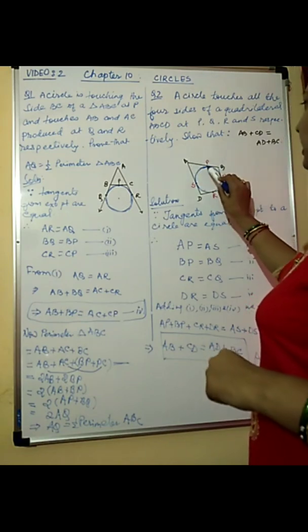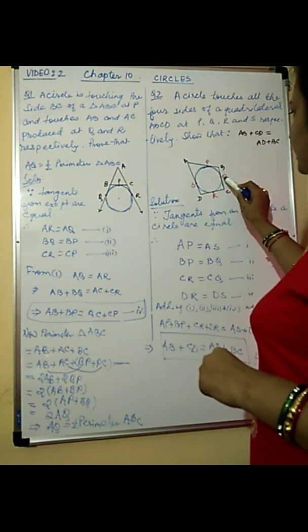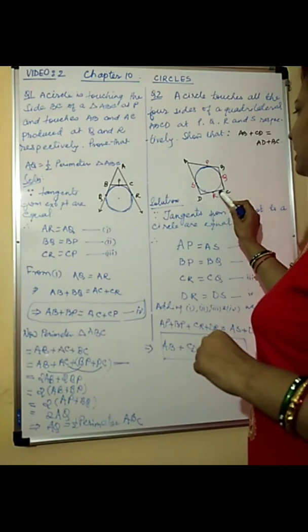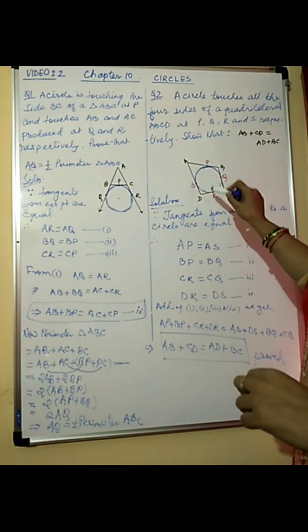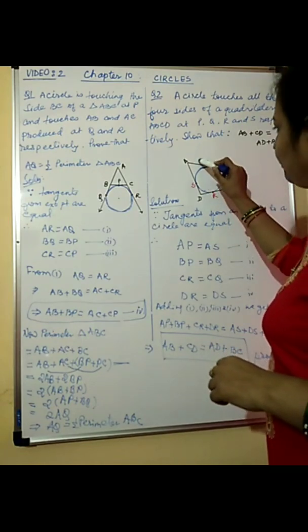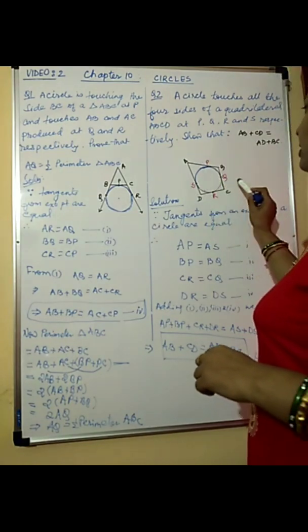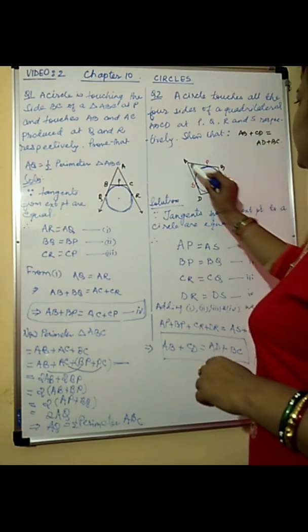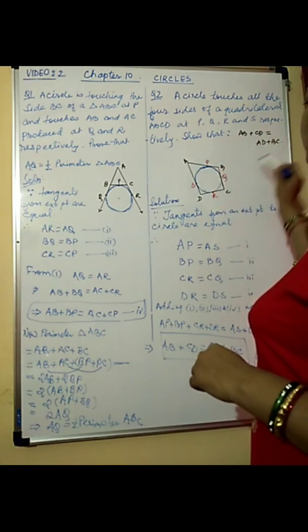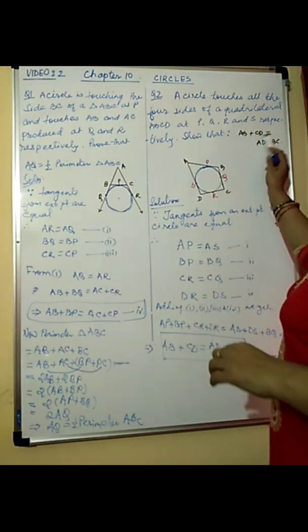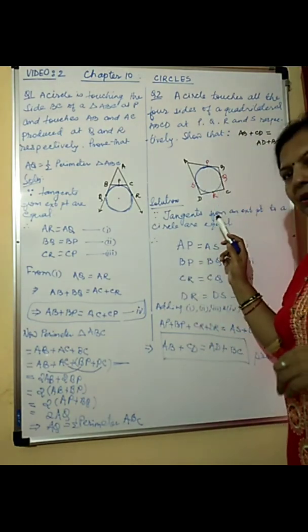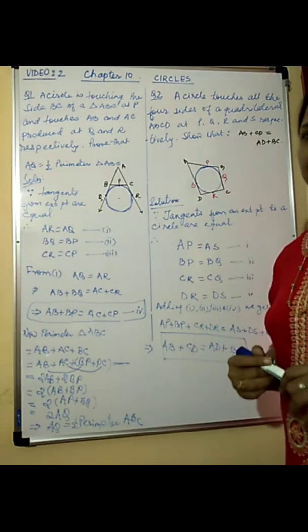The line segment AB touches the circle at P, BC touches it at Q, CD touches it at R and AD touches the circle at S. Now what we have to prove is that the sum of opposite sides of this quadrilateral are equal. AB plus CD is equal to AD plus BC. So we have to prove that the sum of opposite sides of the quadrilateral are equal.